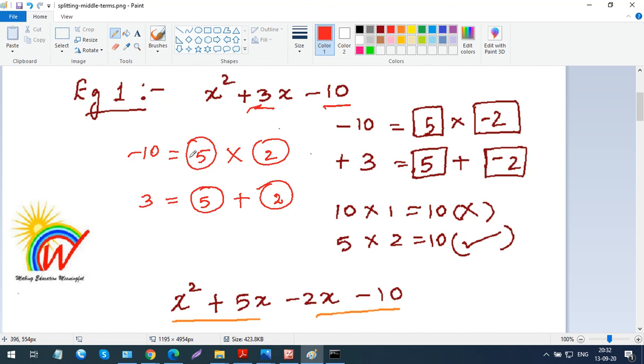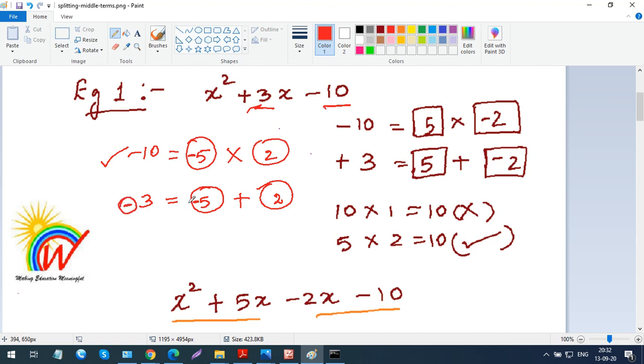So if I put a minus 5 over here, I'll have to put a minus over here also. But when I do that, what am I getting? Minus 5 into 2 is giving me minus 10, that's satisfying. But minus 5 plus 2 is actually giving me minus 3. But I'm not supposed to get minus 3, right? I'm supposed to get plus 3.